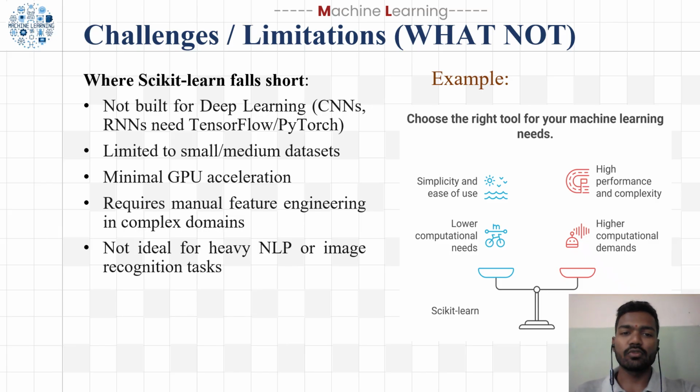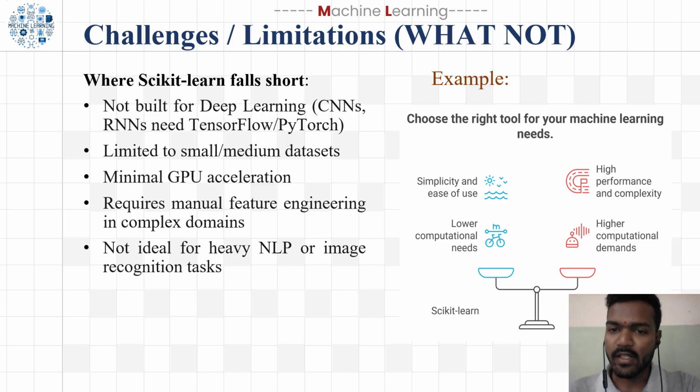So challenges. We know that Scikit-learn is so easy to use. So where does Scikit-learn fall short? Of course, no tool is perfect. Scikit-learn is not made for heavy deep learning tasks like face recognition or chatbots. That's where TensorFlow or PyTorch shine. It's best for small to medium datasets, but struggles with massive data. GPU acceleration is limited, and in complex domains, you often need to manually design the features. So it's a Swiss Army knife, great for most tasks, but not for breaking down walls.